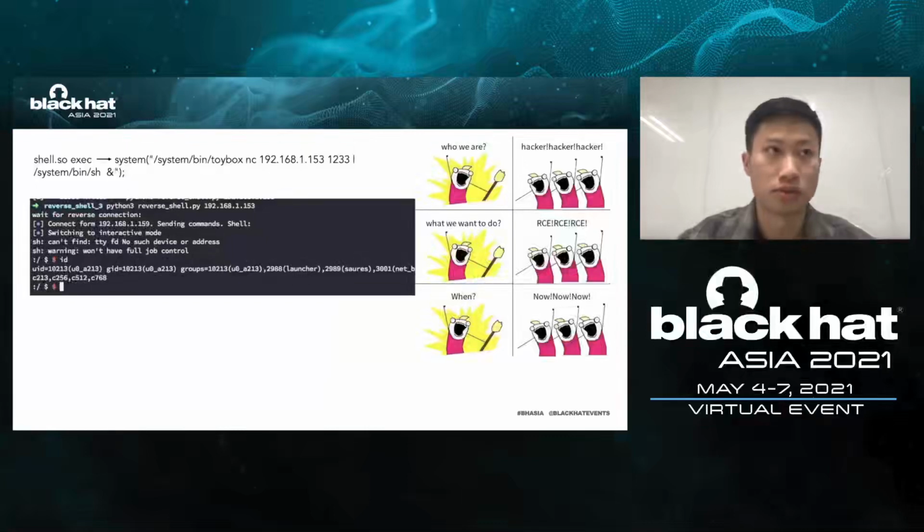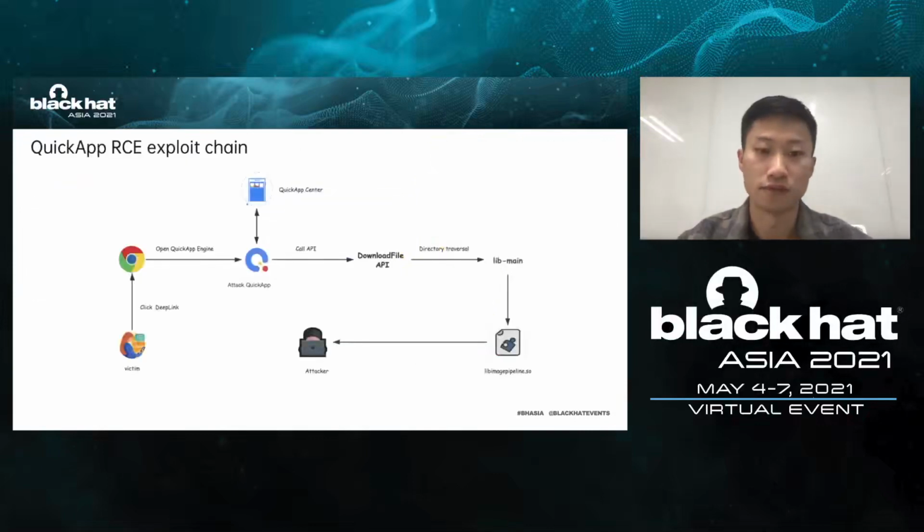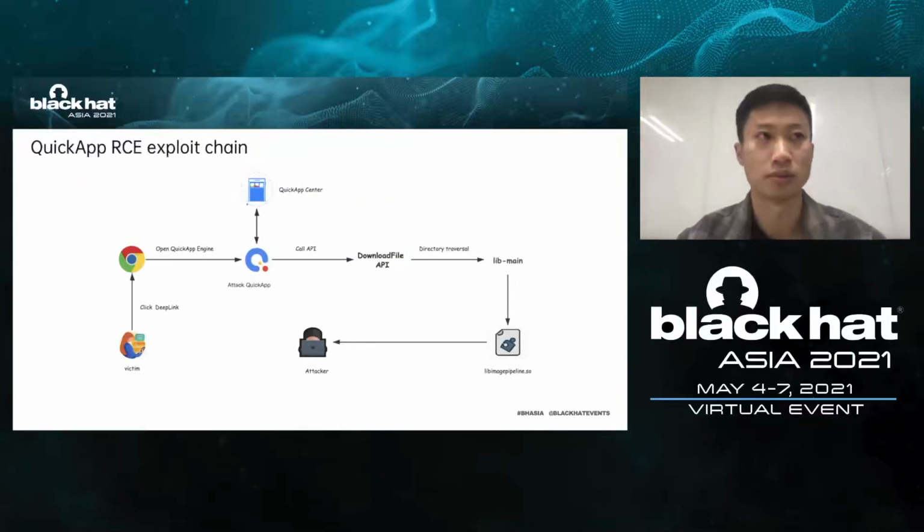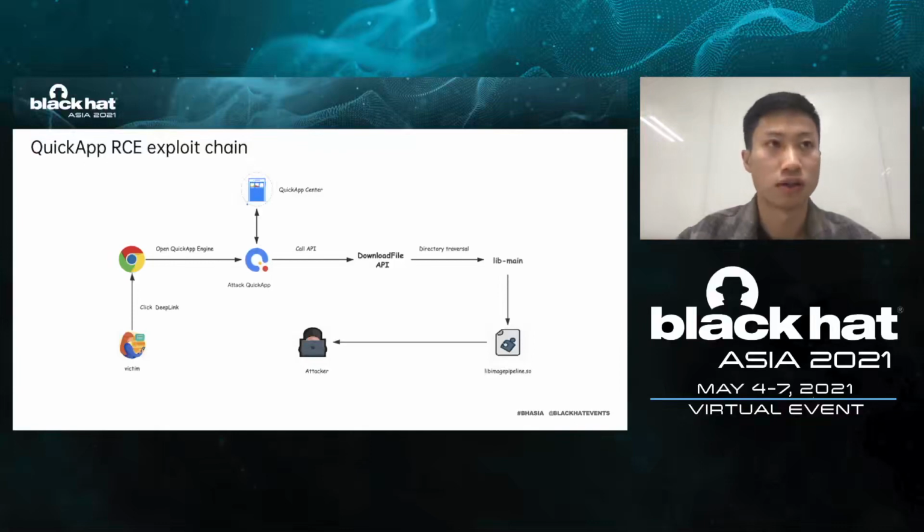We use NC to get a remote shell, and on the attacker side, we get an interactive shell. You can see it in this picture. So this is the full exploit chain to get RCE on QuickApp. When a victim clicks a deep link or inadvertently touches the NFC tag, we can launch the QuickApp directly and then call the download file API to write an evil plugin to the folder library main, then send an interactive shell to the attacker.